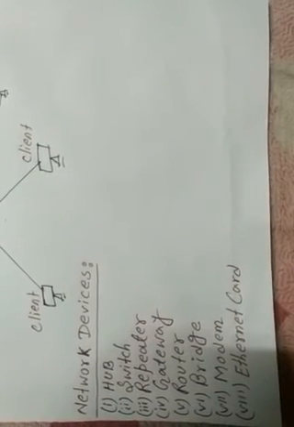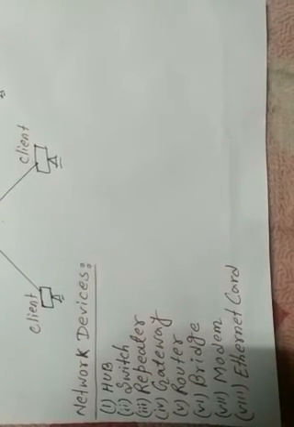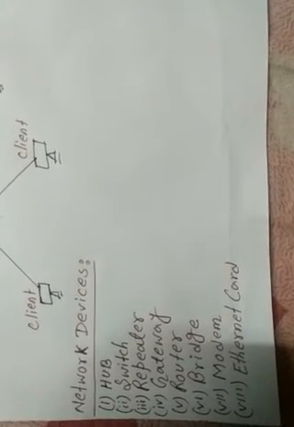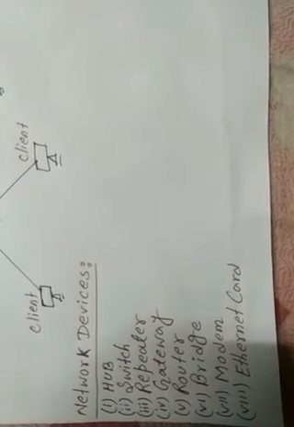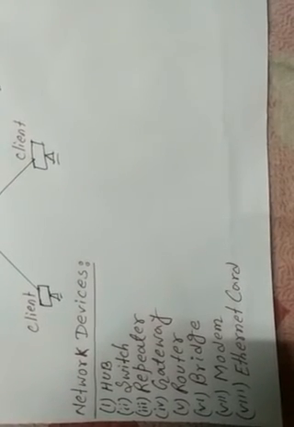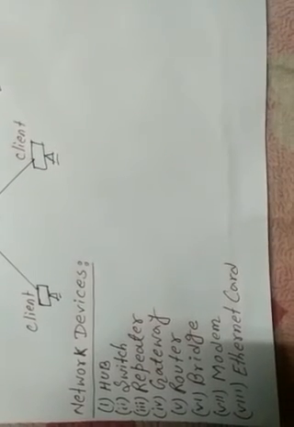Then bridge. It is used for interconnecting two local area networks on the same protocol. Protocol means a set of rules that govern how to share data in the network. What is the difference between bridge and router? Bridge works on the same protocols, whereas routers work on different protocols.